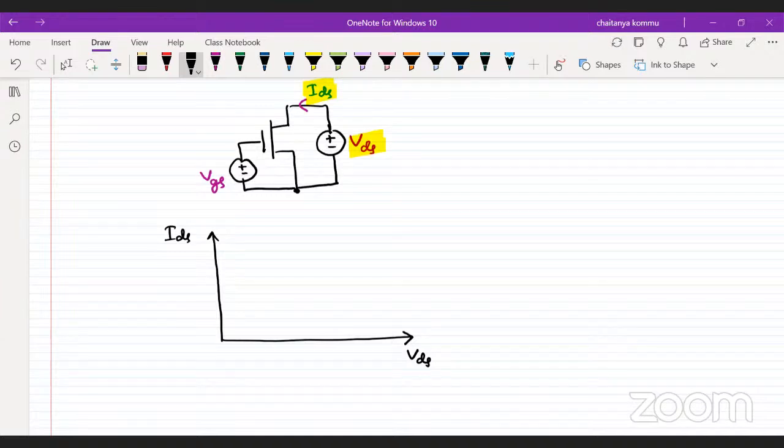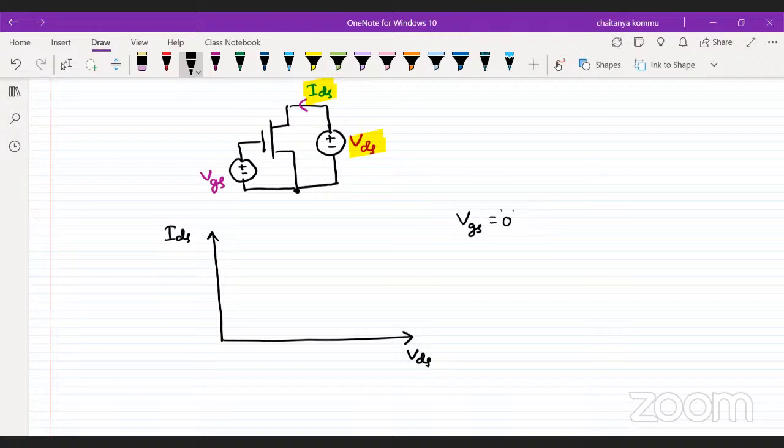For example, if I say that the VGS value is 0, that means we are not applying any VGS value. We didn't apply the potential difference between the gate and source. The moment I say gate to source, it means it is gate to bulk also. So what will happen in this particular diagram?